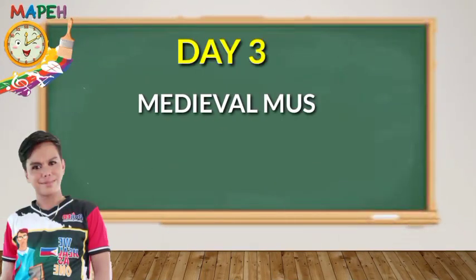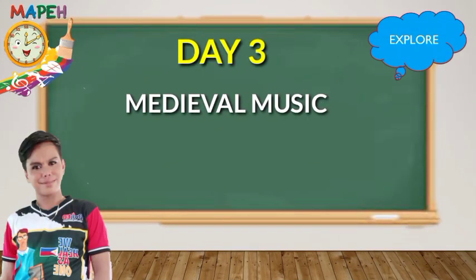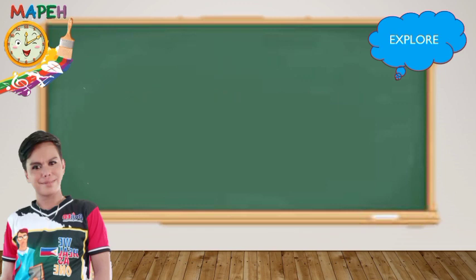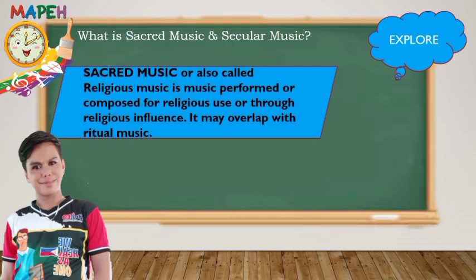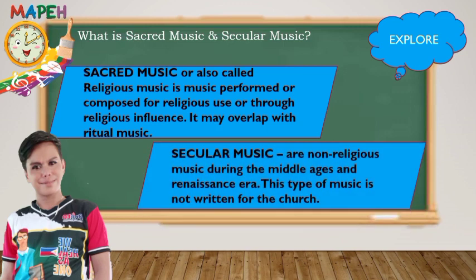A3. Medieval music. Explore what is sacred music and secular music. Sacred music, or also called religious music, is music performed or composed for religious use or through religious influence. It may overlap with ritual music. Secular music or non-religious music during the Middle Ages and Renaissance era. This type of music is not written for the church.